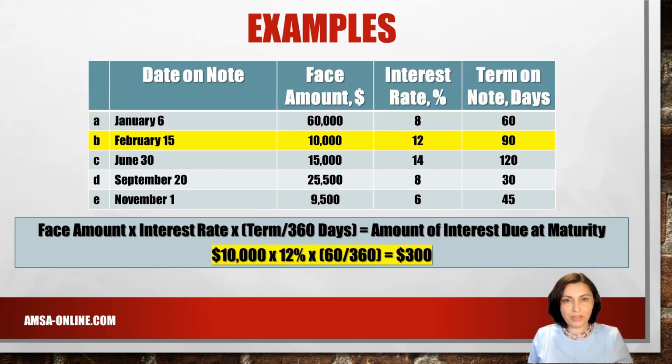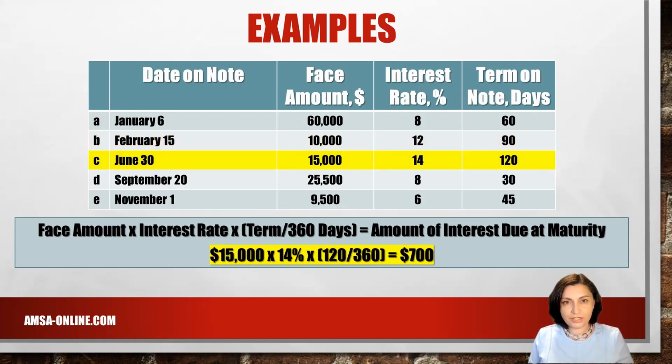In situation B, a 90-day note of $10,000 was issued on February 15th at 12%. To calculate the interest due on the maturity date, multiply $10,000 face by 12% and then multiply by a fraction of the 90 days term divided by 360 days in a year. From this calculation, we determine the interest amount due at maturity to be $300.